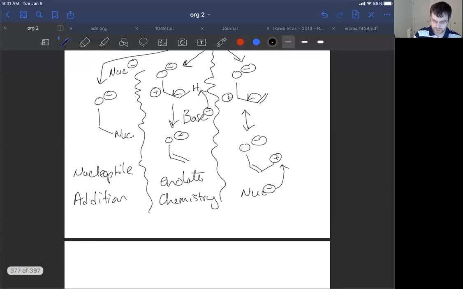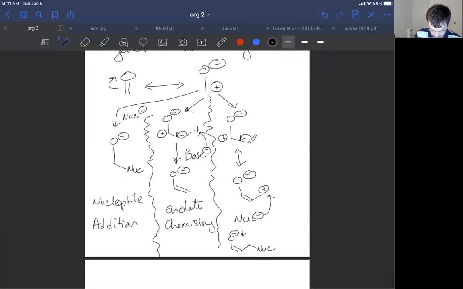If the nucleophile adds at that position, we get a new type of molecule where we still have an oxygen with a negative charge. And the nucleophile is added, and actually if you look at that structure, it looks like that enolate that I have drawn. So again, it's just introducing a double bond.